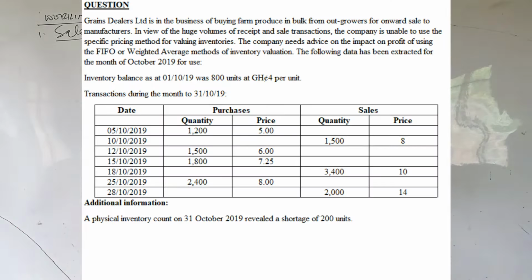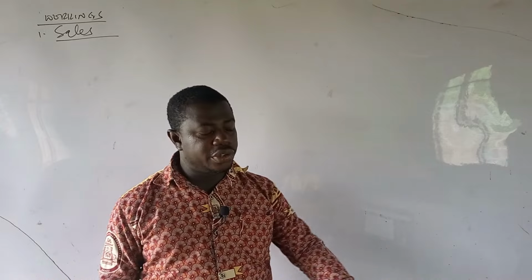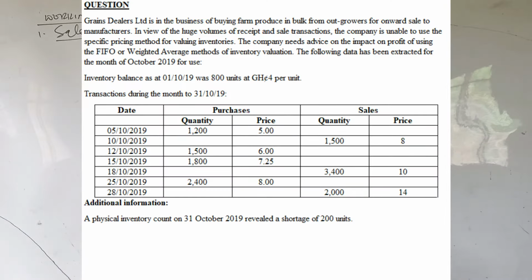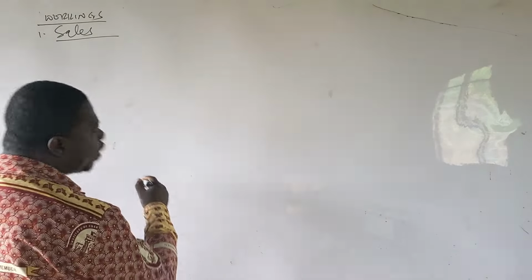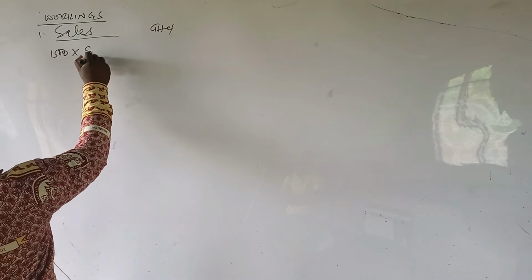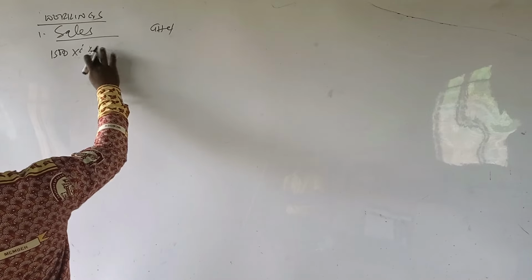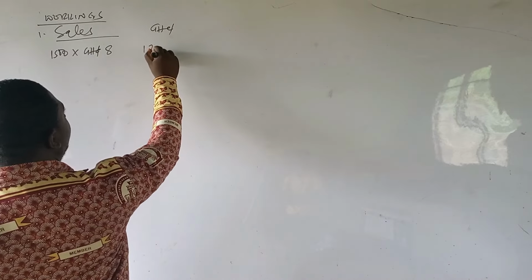There were 3 issues that were made. On the 10th, we made 1,500 at 8. So we are going to use those prices for sales. Look at it on your screen. You see that you have 1,500 at 8, you have 3,400 at 10, and 2,000 at 14. Those are the sales values. Those prices which we did not use for the stores ledger will now be used. So the sales value is going to be 1,500 times 8 Ghana cedis. That is going to give us 12,000 Ghana cedis.